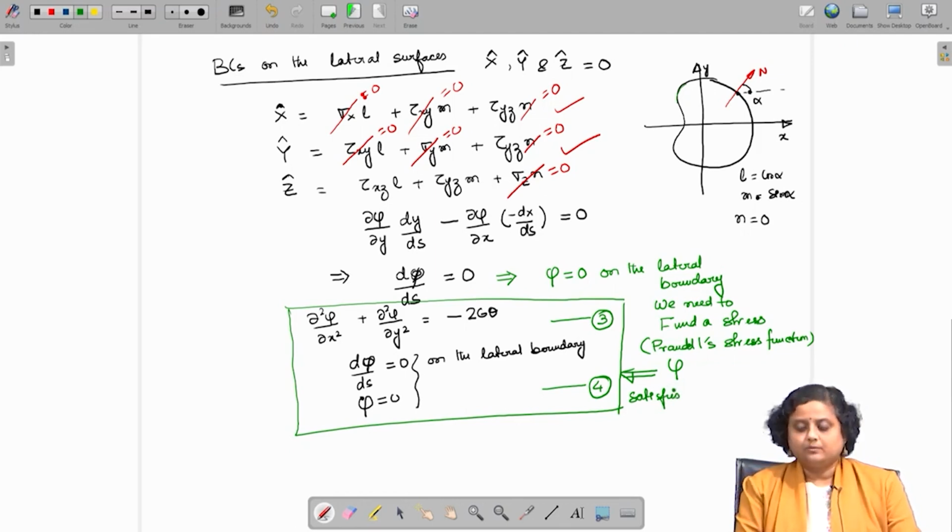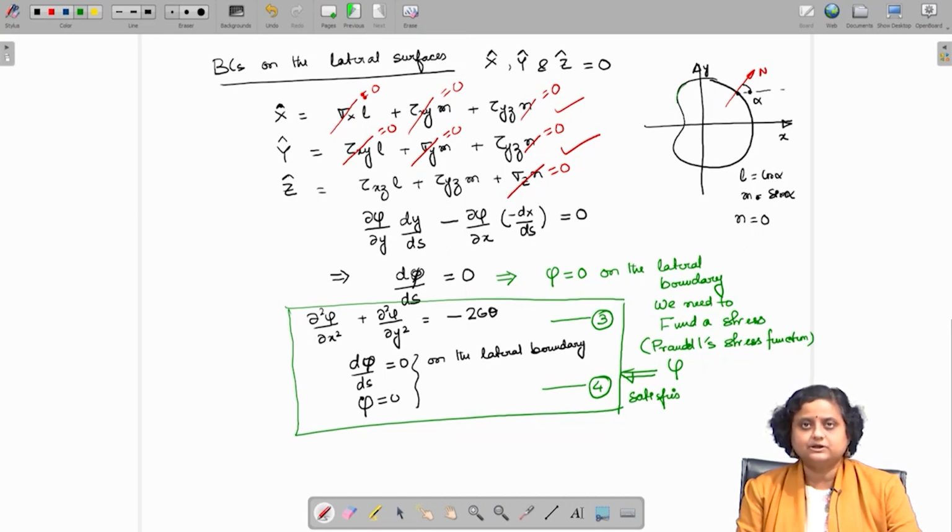Now, you can observe that as compared to Saint-Venant's theory, where we need to find out a warping function psi which had a much more difficult equation to satisfy, the Prandtl stress function has a much easier set of equations to satisfy.